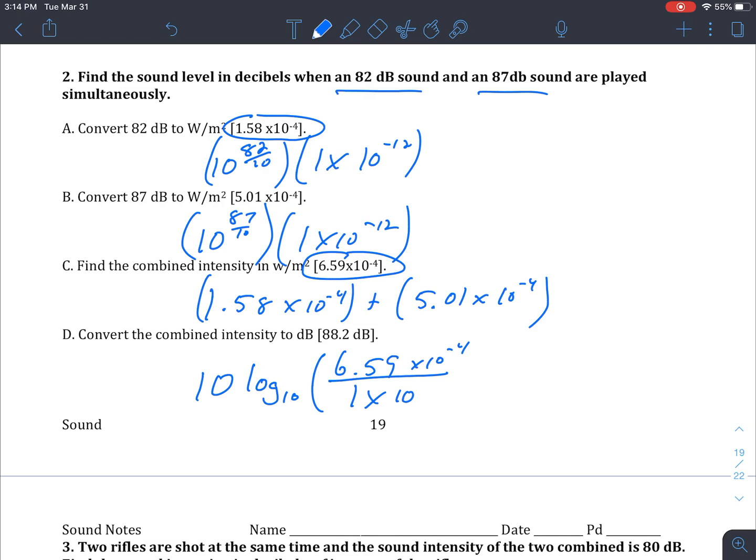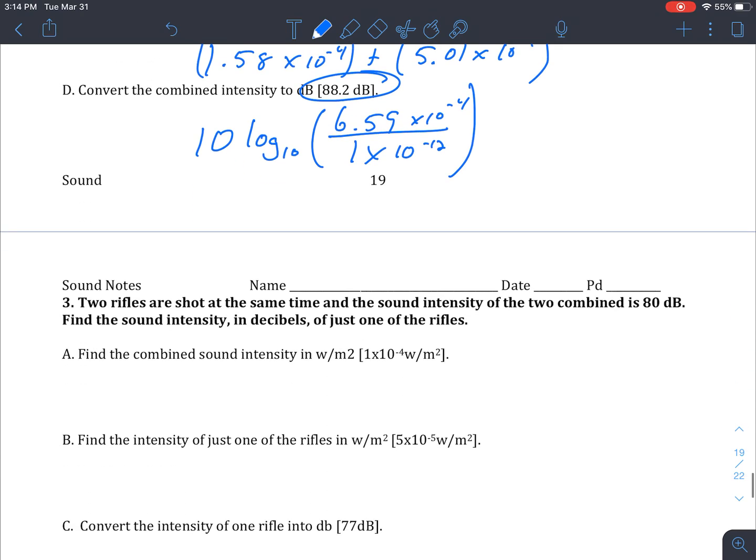And again, as you do more and more, you'll see the patterns. It is somewhat more of a mathy process. So plugging that all in, we should be able to get about 88 decibels.